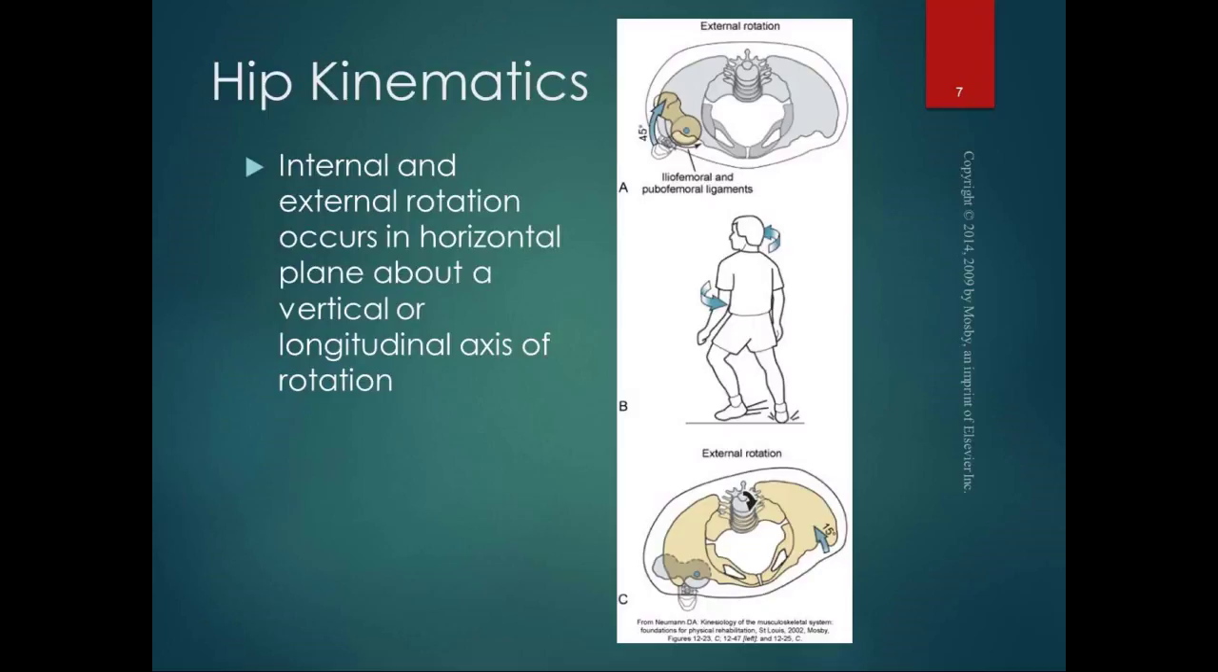So if we want internal and external rotation occurring in a horizontal plane about a vertical or longitudinal axis, we need muscles that run either horizontally or obliquely from the midline, from medial to lateral for internal rotation, and from lateral to medial for external rotation. Okay, so think about what muscles those might be.